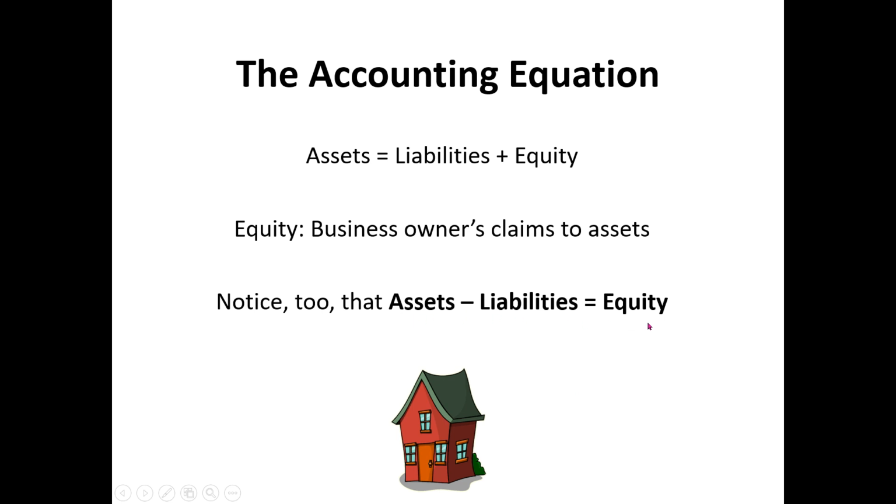And this is easier to understand if we think about a house. If you buy a $250,000 house, then you have a $250,000 asset. If you borrow $200,000 from the bank to purchase the house, that mortgage represents a liability. So the $250,000 asset minus the $200,000 mortgage equals your $50,000 of equity in that home.